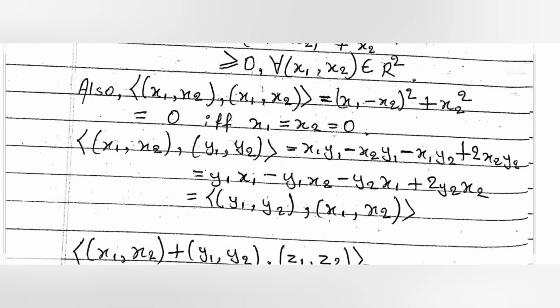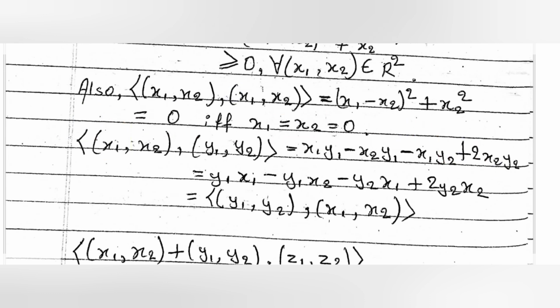Also we have ⟨(x1, x2), (x1, x2)⟩ is greater than or equal to 0. It is (x1 minus x2) whole squared plus x2 squared, and that is equal to 0 if and only if x1 is equal to x2 is equal to 0.